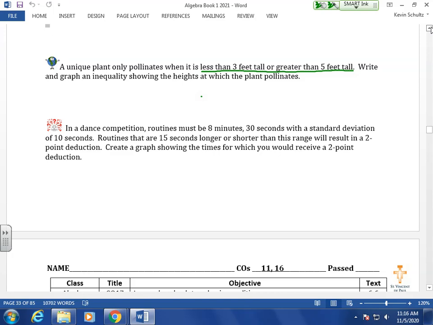Okay, so your inequality, I suppose we can use h for height. The height is less than 3, or the height is greater than 5. That describes the heights for which the plant pollinates. The graph of this, open circles at 3 and 5, one going left, one going right. So this tells us that if it's in between 3 and 5, then it doesn't pollinate.